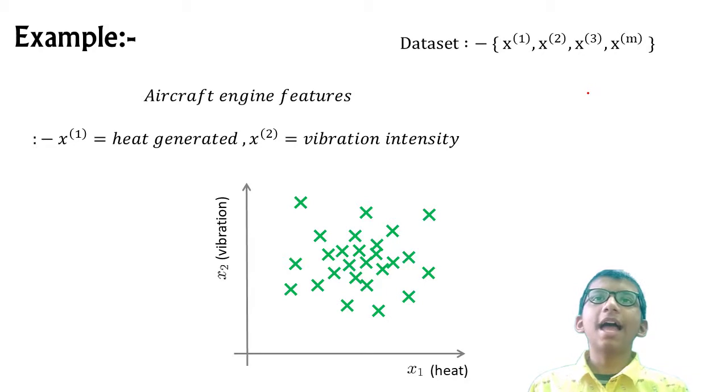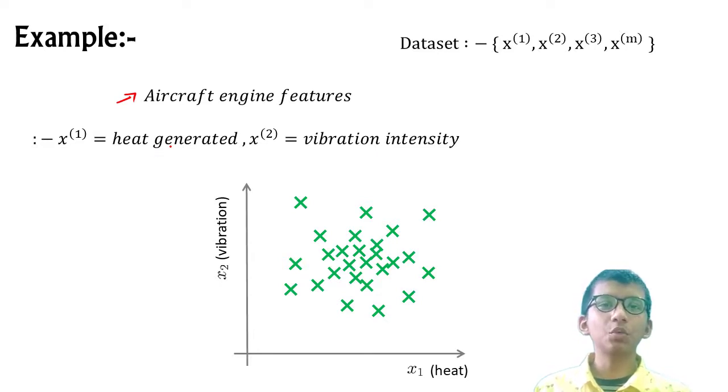After that, let's say we have aircraft engine features, and we are given two features, x1 and x2. In x1 we have heat generated, and in x2 we have vibration intensity, and there will be a lot of features. We are just looking at aircraft engine features, so I picked two: heat generated and vibration intensity. We have plotted that. On the y-axis, x2, we have plotted vibration, and on x1 we have plotted heat.